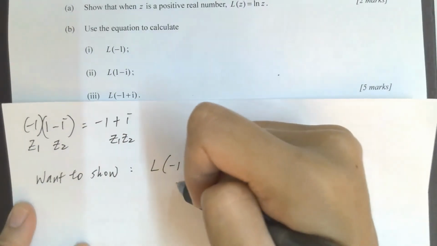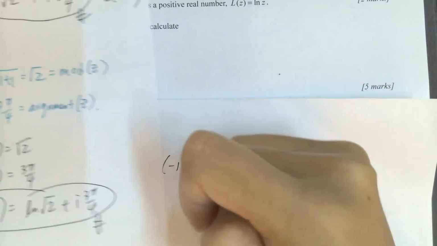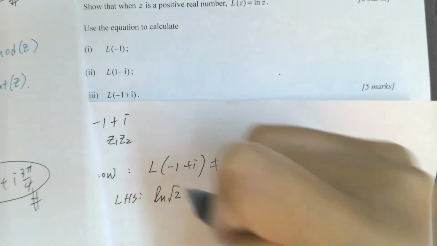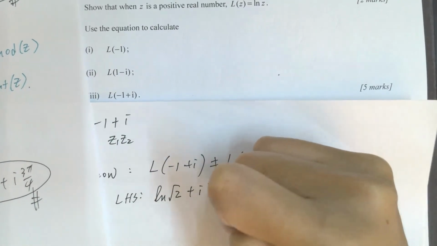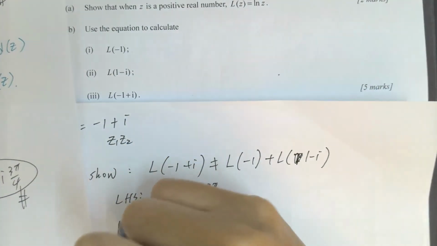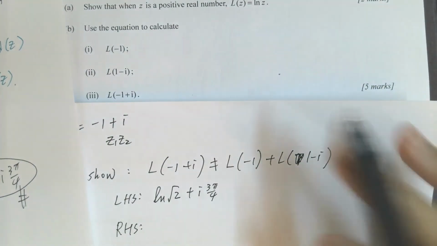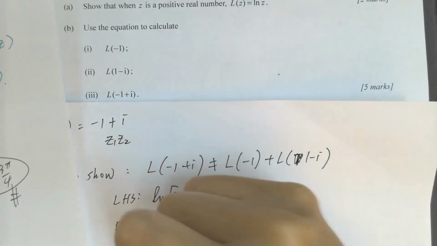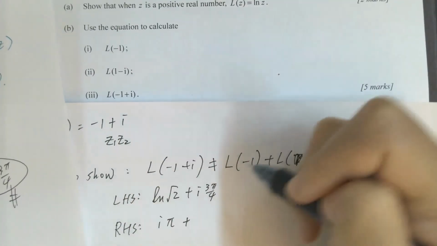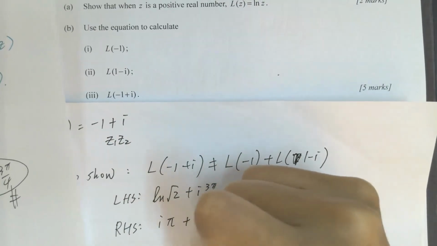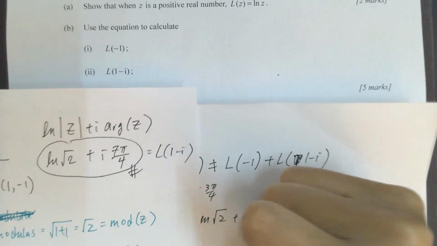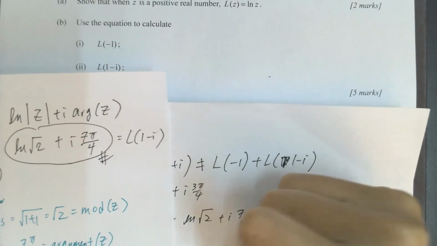So we already identified L of negative 1 plus I here. So this part is ln of square root of 2. So we say left hand side is ln of square root of 2 plus I 3 pi over 4. Okay. How about right hand side? What have we got? What is our L of negative 1? L of negative 1 is just I pi, and then plus the other one, ln of square root of 2 plus I 7 pi over 4. Okay.